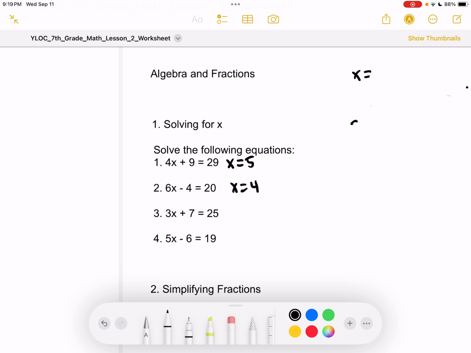The last problem of this section is 3x plus 7 is equal to 25. To get x by itself, we'll subtract 7 on both sides. That'll give us 3x is equal to 18. And we'll divide by 3 to get x by itself. And 18 divided by 3 is 6, so x is equal to 6.